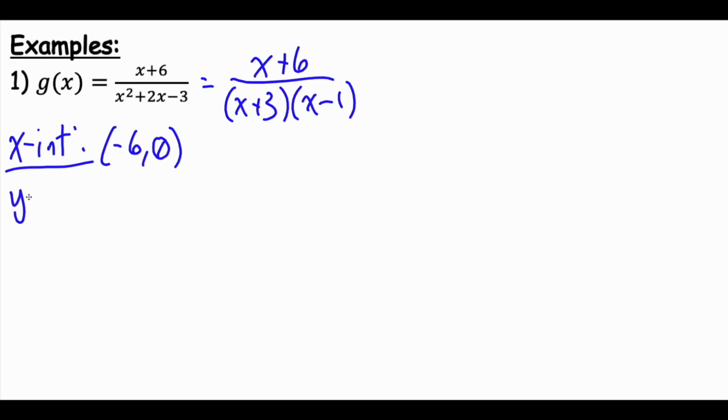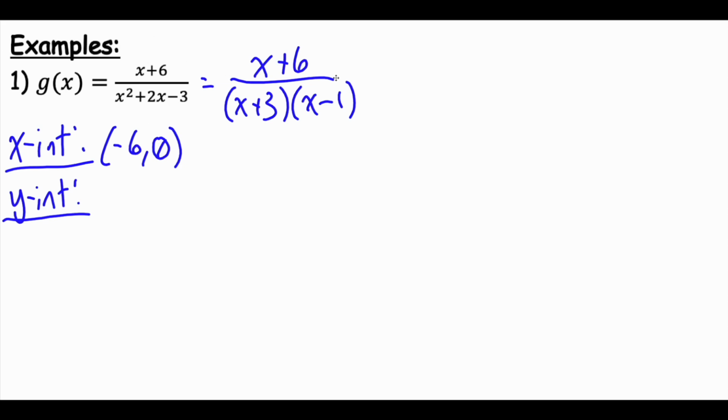The y-intercept, you only have two options for y-intercepts. There is either no y-intercept, which means that we have a vertical asymptote on the y-axis, or there is only one y-intercept. You can't have more than one. Okay, if you have more than one, it's not a function.